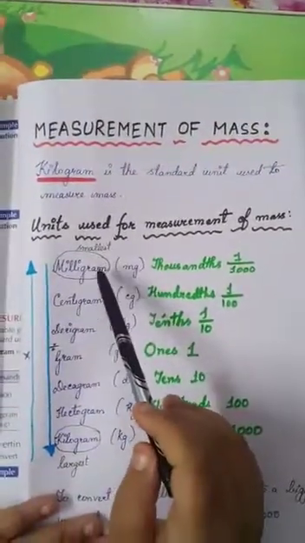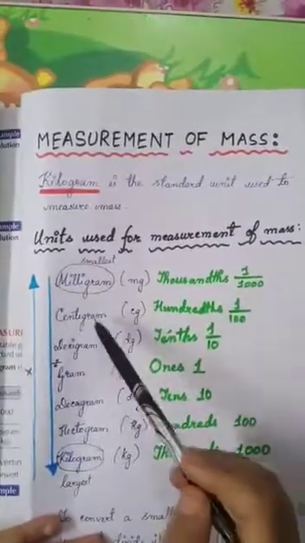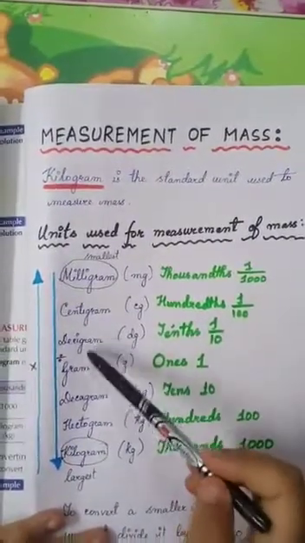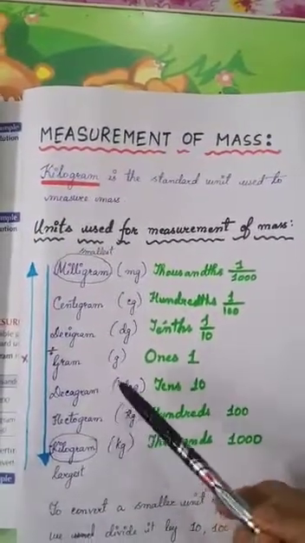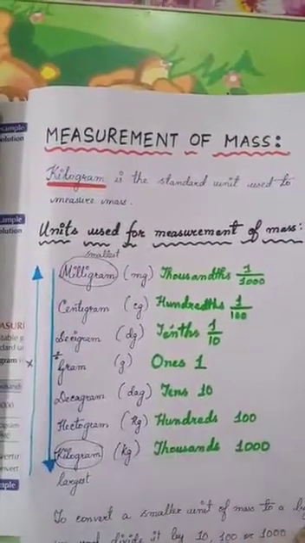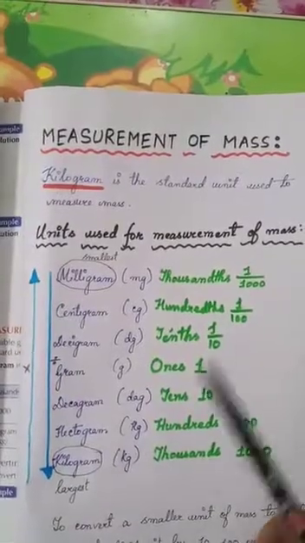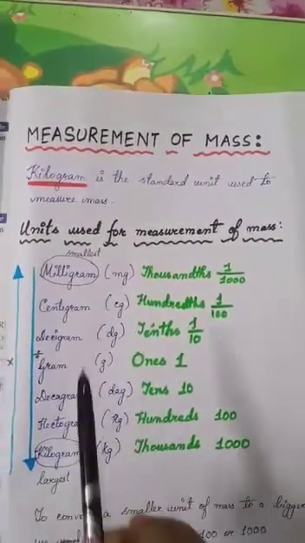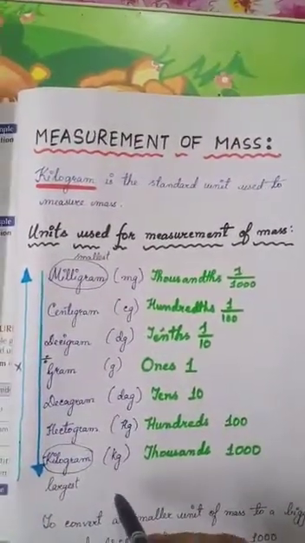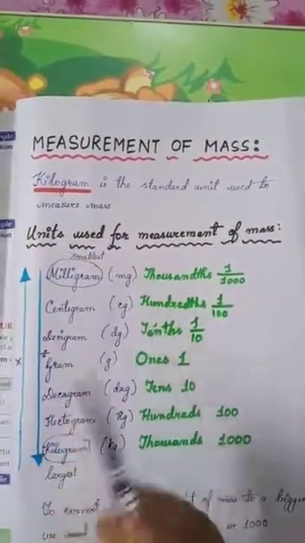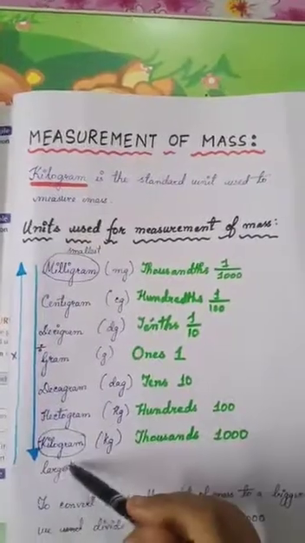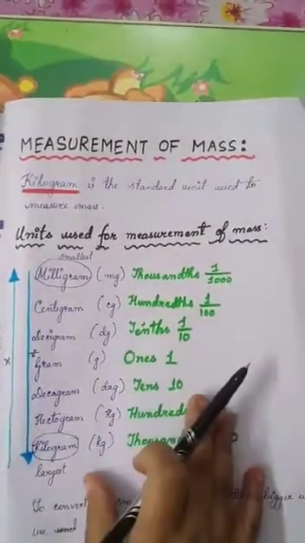So here also the difference between each unit is by 10. The difference between milligram and centigram is by 10. Centigram, decigram by 10. Decigram, gram by 10. Gram, decagram by 10. Decagram, hectogram by 10. Hectogram and kilogram also by 10. So you have to learn the various relations between these units. Remember, milligram is the smallest unit among all these units, and kilogram is the largest unit among all the units.